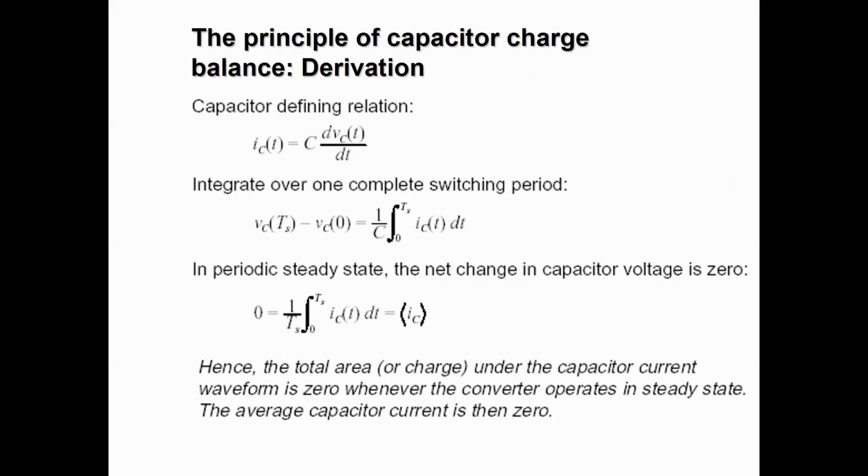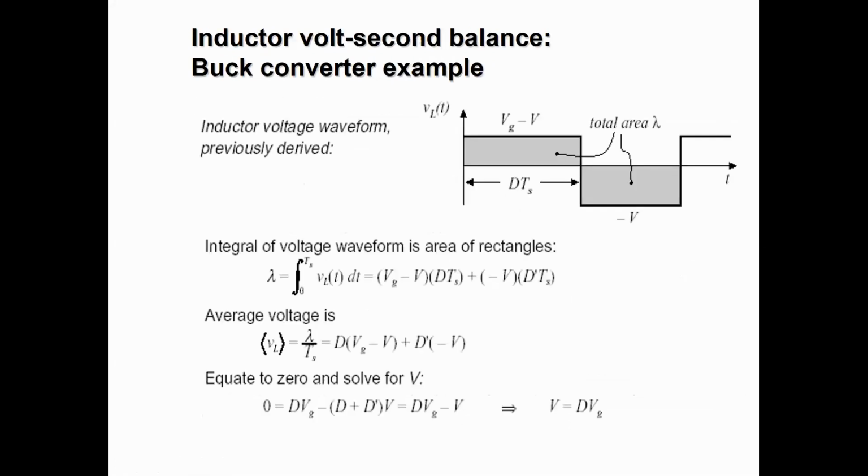So these are the steady state conditions. Or we can also state that the total area under the capacitor current waveform is zero whenever the converter operates in the steady state. So the average capacitor current is then zero. Whenever the converter operates in the steady state, the net change in the inductor current and the capacitor voltage will be equal to zero. So this was the buck converter, and these were its output waveforms, equations, and its characteristics.